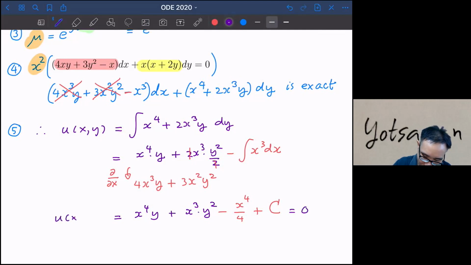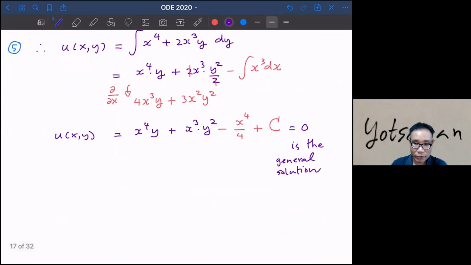So you have u(x,y). You may ask why do I need 0 on the other side? It comes from the other side of the story. The thing that we are doing turns out to be only on the left side, and on the right side it stays 0. So you need to copy 0 in order to obtain the general solution. So this one is the general solution.